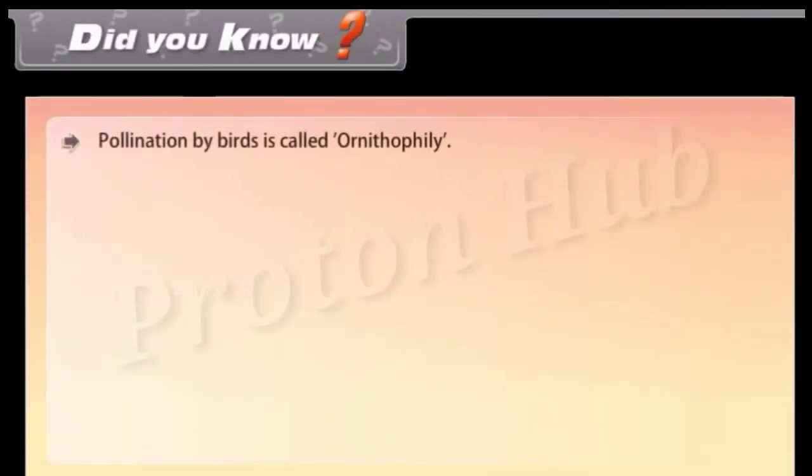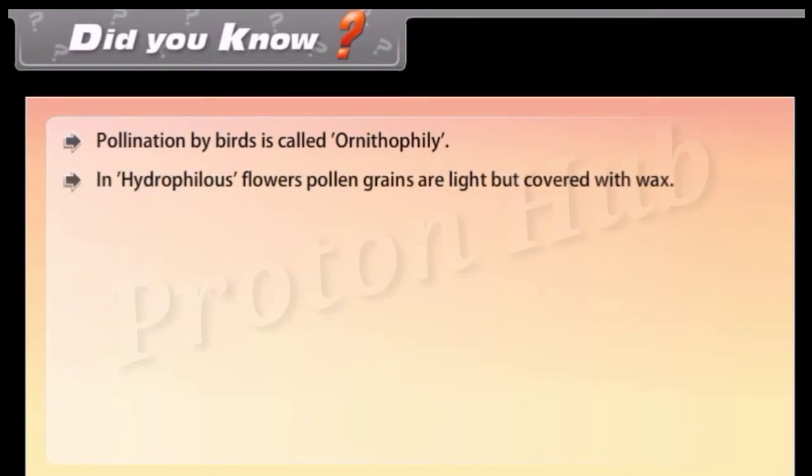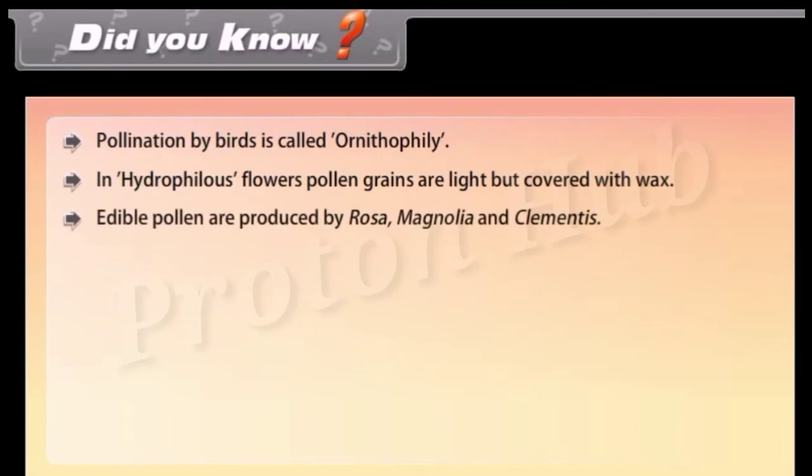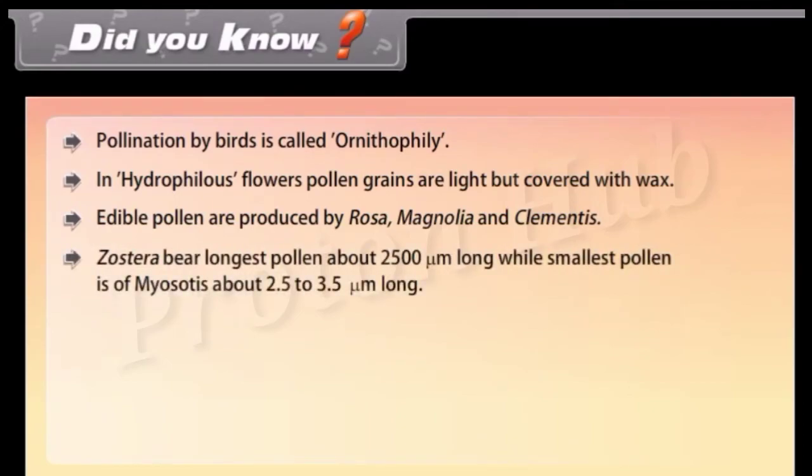Did you know pollination by birds is called ornithophilia? In hydrophilous flowers, pollen grains are light but covered with wax. Edible pollen are produced by Rosa, Magnolia and Clematis. Zostera bears the longest pollen, about 2500 μm long, while the smallest pollen is of Monoecious, about 2.5 to 3.5 μm long. Erythrina is pollinated by crows and squirrels.